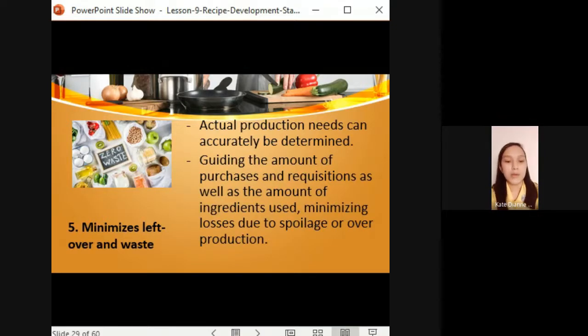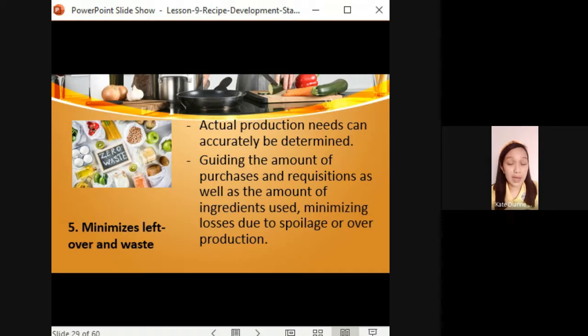So, yeah, number 5, minimizes leftover and waste. Actual production needs can accurately be determined, guiding the amount of purchases and requisition, as well as the amount of ingredients used, minimizing losses due to spoilage or overproduction.